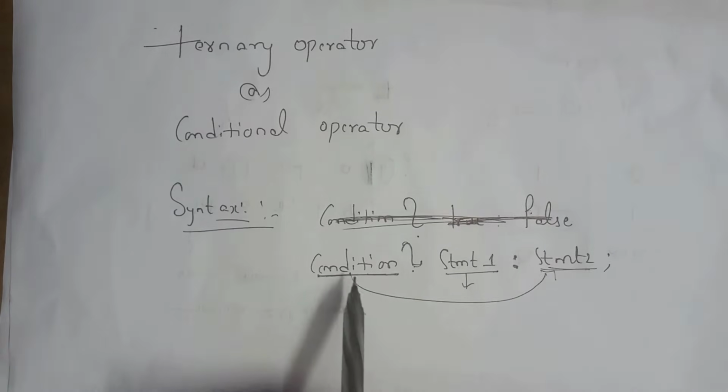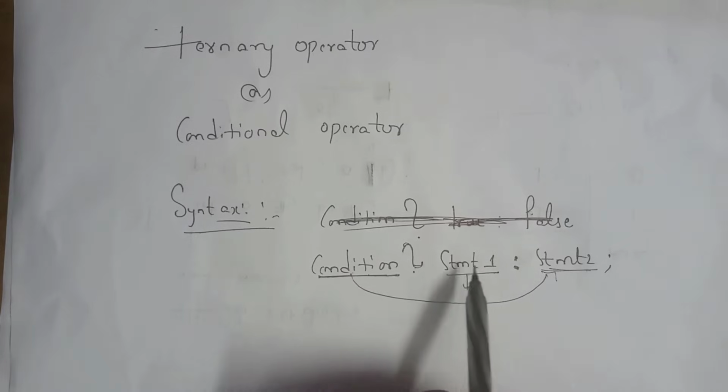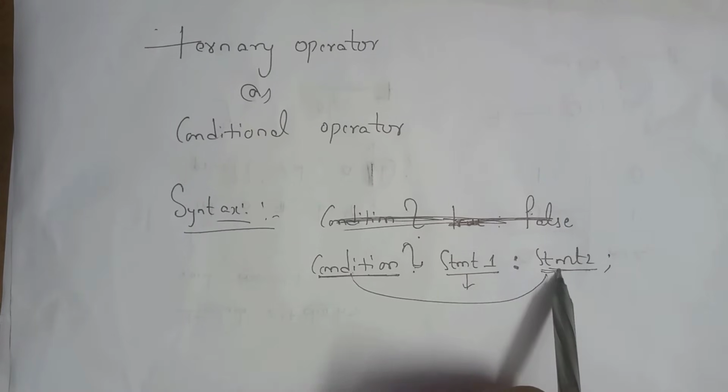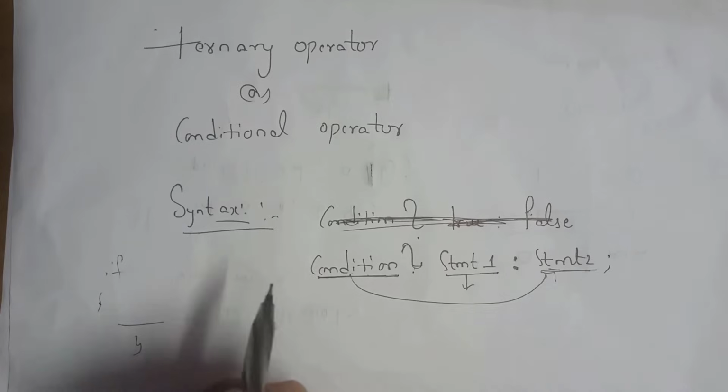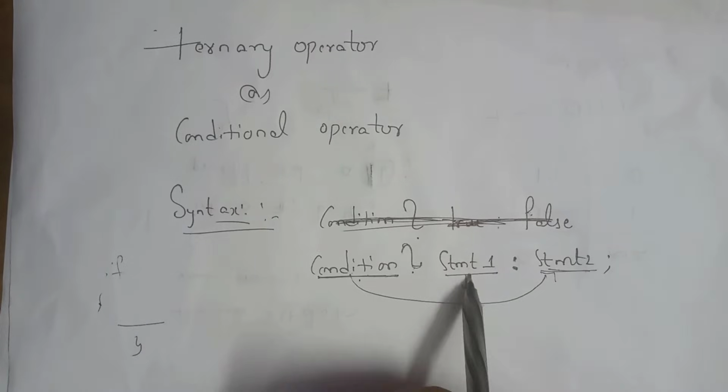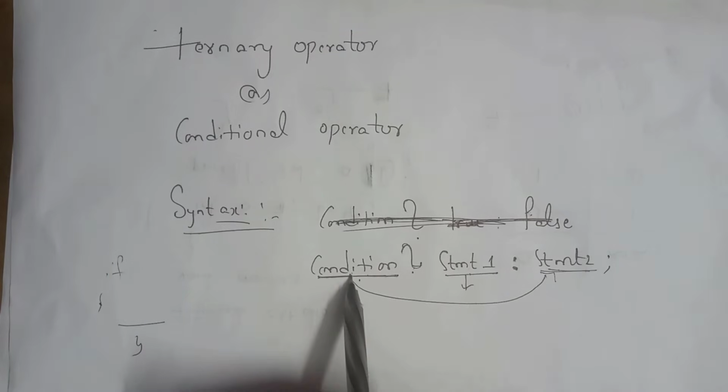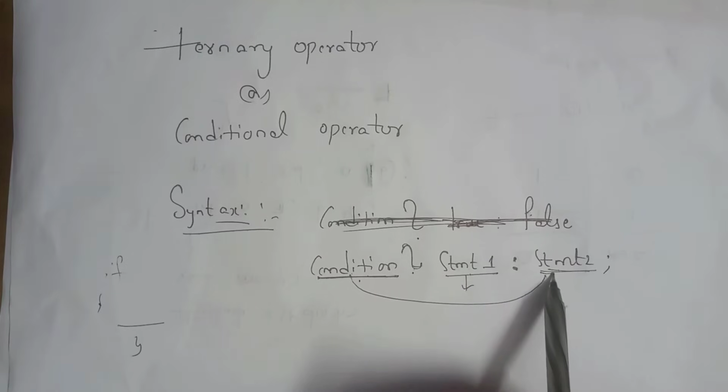The meaning of this is, if this condition is true, then this statement will be executed. Else this statement will be executed. So this ternary operator is the same as the if-else statement. If the condition is true, then one statement will be executed. If the condition is false, then the else statement will be executed. So if the condition is true, statement 1 will be executed. If this condition is false, then statement 2 will be executed.